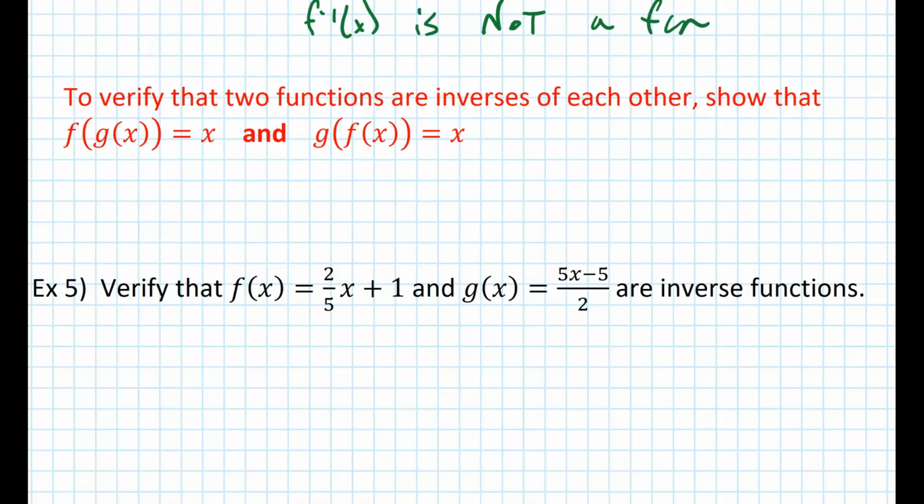So we're going to plug G into F and solve, and we're plugging F into G and solve. And notice that the "and" is bolded. It has to happen in both directions.